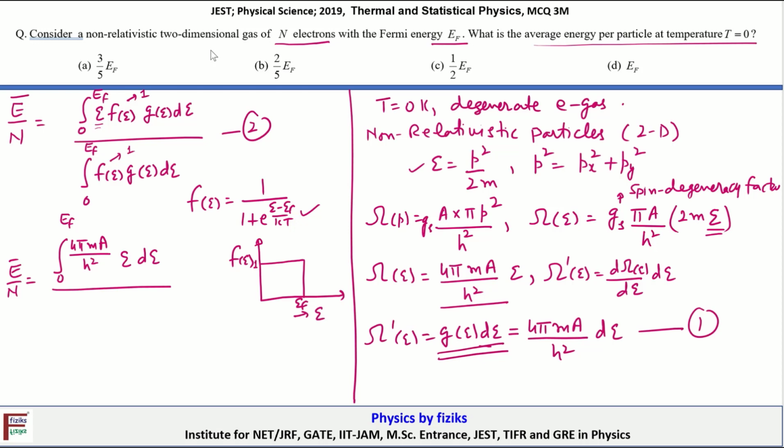Okay, divided by 0 to EF, and then again the constant term 4 pi MA upon H square dE. So this is a constant term, this is also a constant term, they will cancel with each other, and ultimately upon integration we will obtain, in the numerator EF square by 2, and in the denominator we will obtain EF. So EF and EF will cancel with each other, so that the average energy per particle in a two-dimensional non-relativistic system is EF by 2. So therefore option C is the correct one here.